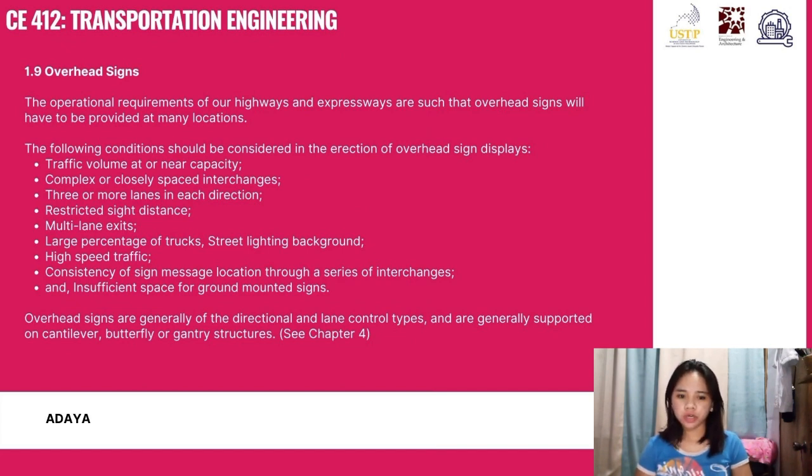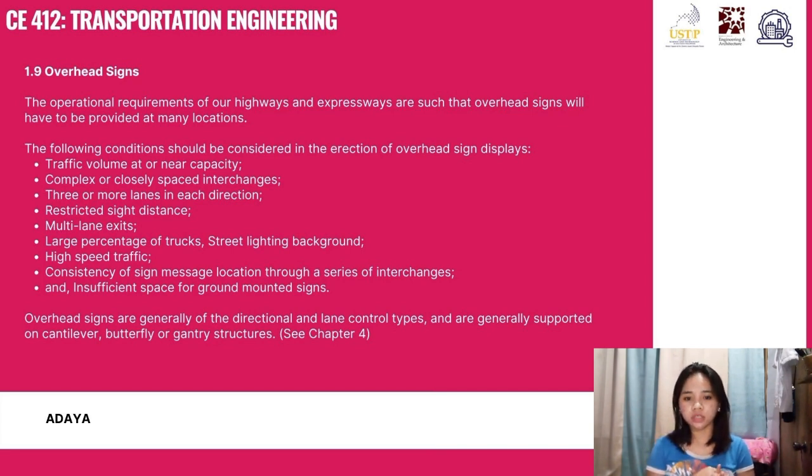In 1.9, the overhead signs. The operational requirements of our highways and expressways are such that overhead signs will have to be provided at many locations. So the following conditions should be considered in the erection of overhead sign displays. First is traffic volume at or near capacity. Overhead signs make it easier to guide a large number of drivers. And then complex or closely spaced interchanges: if exits and entry ramps are close together or confusing, overhead signs help drivers make quick, clear decisions.